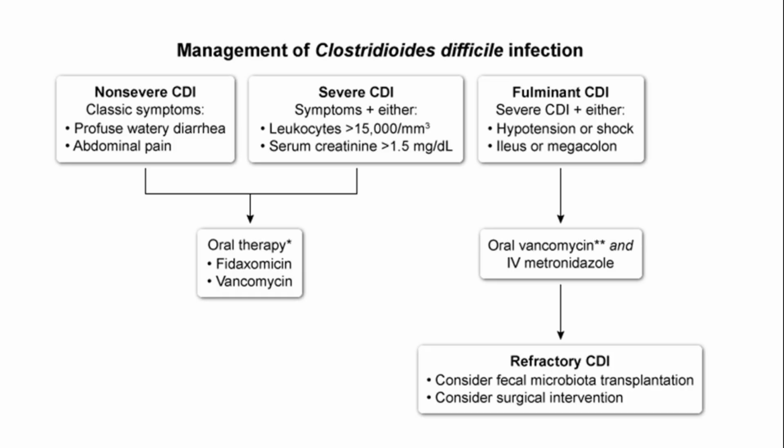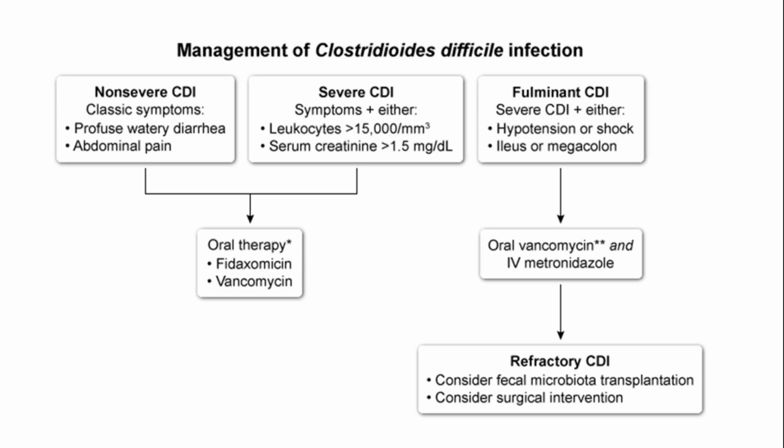If the patient meets criteria for severe CDI, which includes symptoms plus either a white blood cell count greater than 15,000 or a serum creatinine above 1.5 mg/dL, the same oral therapies, fidaxomicin or vancomycin, are still used, but with closer monitoring due to the risk of progression.